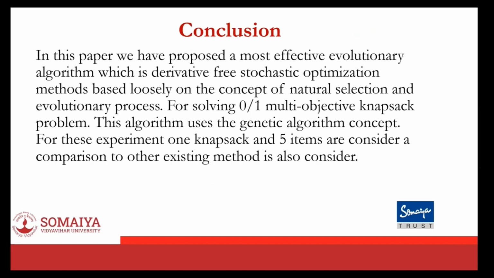Now we come to the conclusion. In this paper, we have proposed an effective evolutionary algorithm, a derivative-free stochastic optimization method based loosely on the concept of natural selection and the evolutionary process, for solving the 0-1 multi-objective knapsack problem. This algorithm uses the genetic algorithm concept. For these experiments, one knapsack and 5 items are considered, and a comparison to other existing methods is also considered.